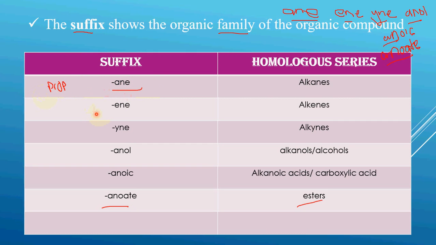It will be propane. If I brought this down here, it will be propene, propyne, propanoic acid, and propanoate. So basically, prop means 3 carbon atoms. Whether you like it or not, you just have to always know what these mean. When you understand what they mean, the better you become, and the easier organic chemistry becomes for you.